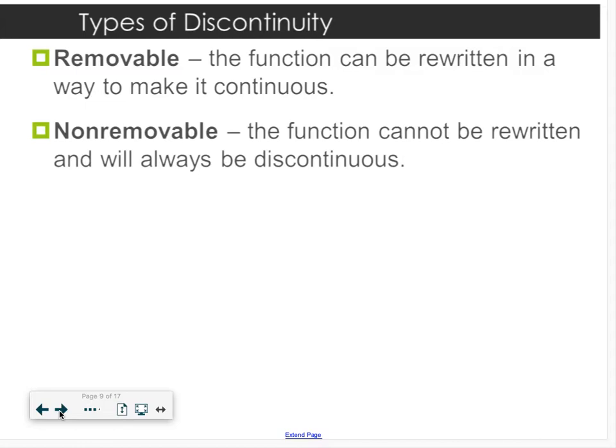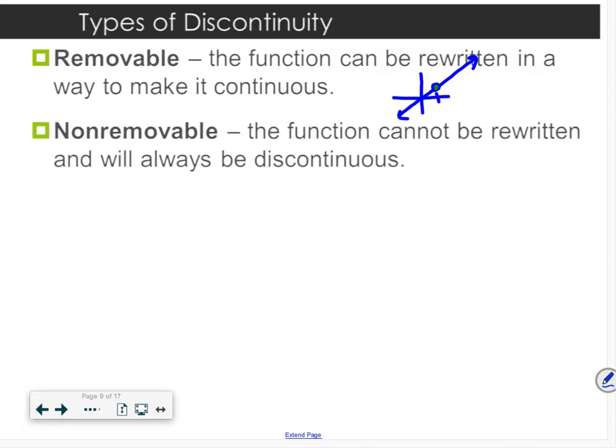Basically, a removable discontinuity would be like a hole that we could fill in with a coordinate. If we had a function that looked like this, we could add to that function by saying, maybe x can't equal 1, but when x equals 1, we could fill in that hole. If you have just a hole on a curve, we could fill that in with a coordinate. We would consider that removable. We could fix it. A non-removable discontinuity is always going to be discontinuous no matter what. A vertical asymptote we can't get rid of. It's there. A vertical asymptote would be an example of a non-removable discontinuity.